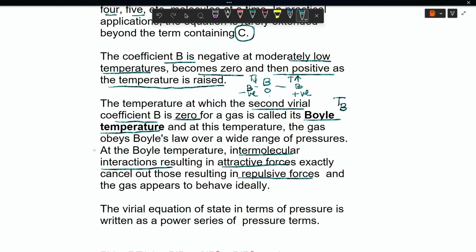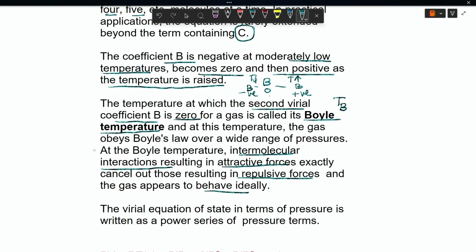I will repeat it. At boil temperature, the molecular interactions, that is, the attractive molecular interactions, compensate the repulsive interactions between the molecules. They are compensating, and as a result the molecules will be moving as if they do not have any interactions between them. We consider that to be an ideal condition, and that is the temperature at which the gas behaves ideally, and this temperature is known as boil temperature TB. So, for a certain range of pressure it remains as such.